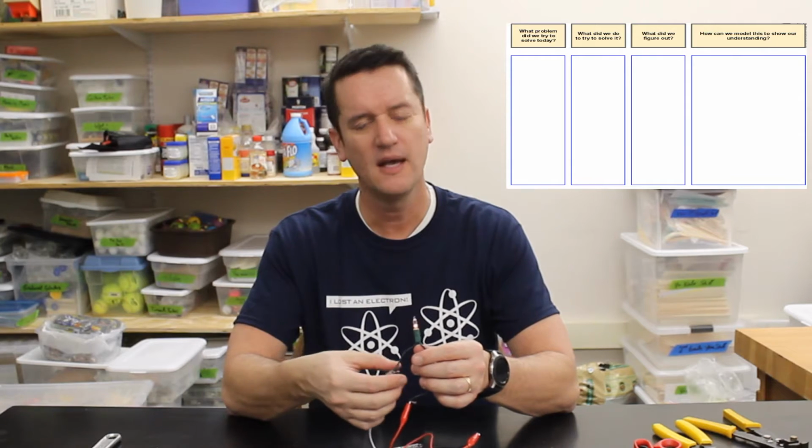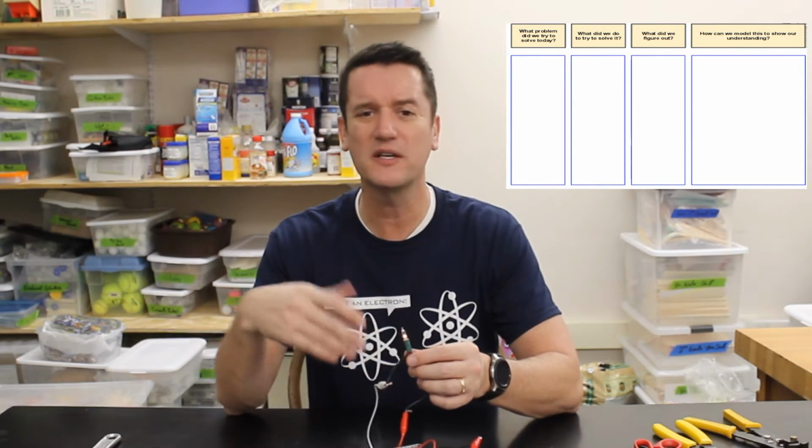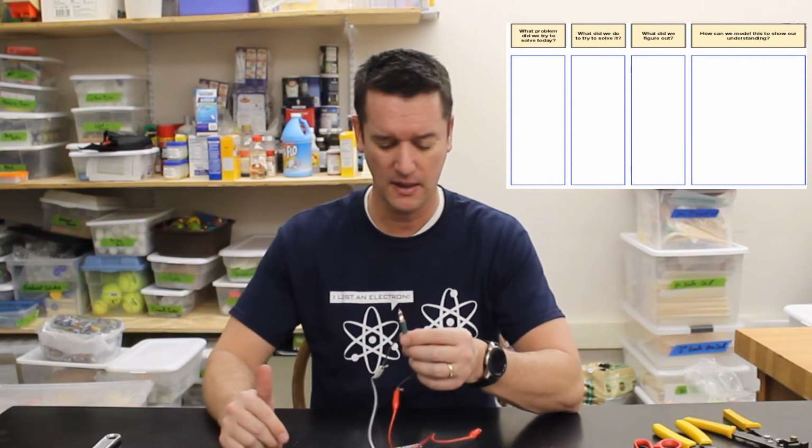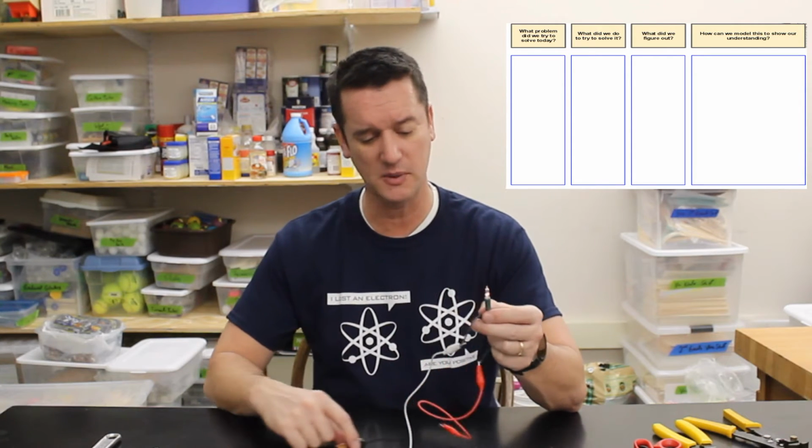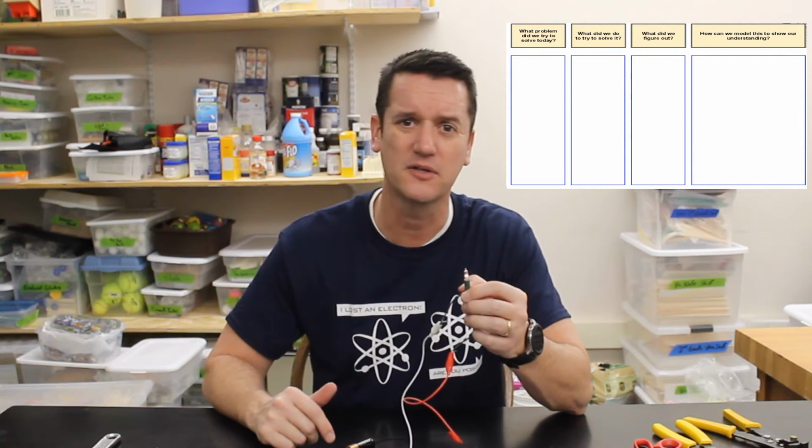The second column in the model tracker says, what did we do in order to do this? Well, this is to help us remember the investigation that we did. And really what we did is we played around with batteries and bulbs and wires. That's really all you have to put there. We played around with batteries and bulbs and wires.